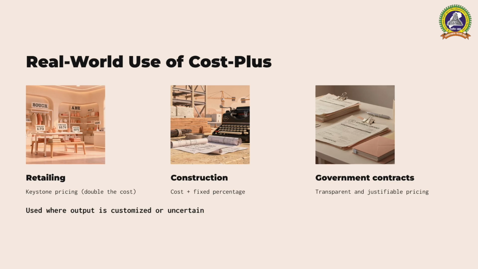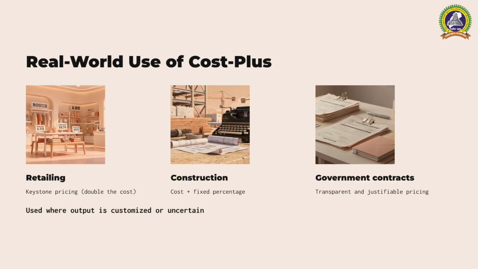Where do we see this in the real world? It is everywhere. Consider the retail industry. If a clothing store buys a shirt for rupees 500, they often use a 50% margin. Using our formula, 500 divided by 0.5 results in a price of rupees 1000. This doubling of cost is so common in retail that it is called keystone pricing.